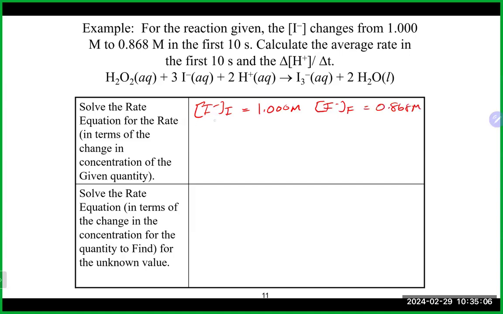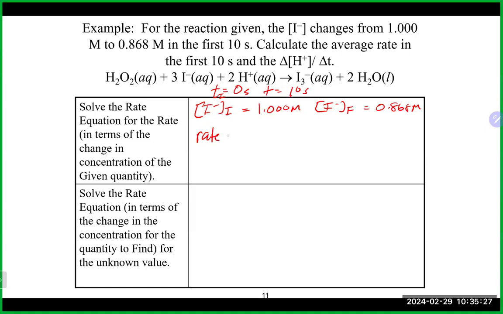And we have really our time here, which is 10 seconds. So you could kind of initially probably 0, right? And final time 10 seconds, right? In this case, we're looking for H plus. We're given information about I minus. So the first thing we might want to start with is the rate expression for each of these.